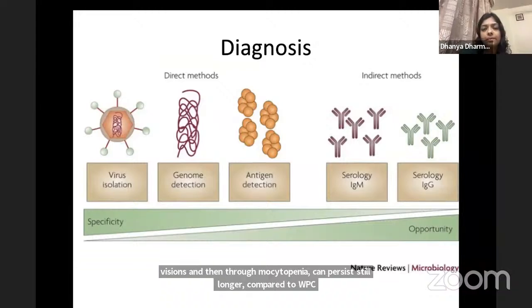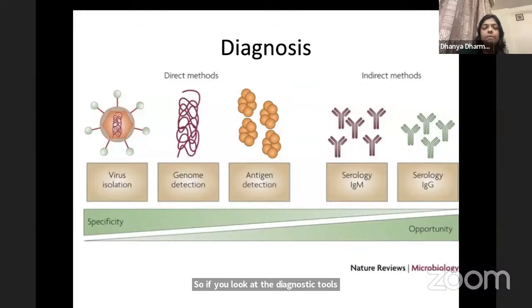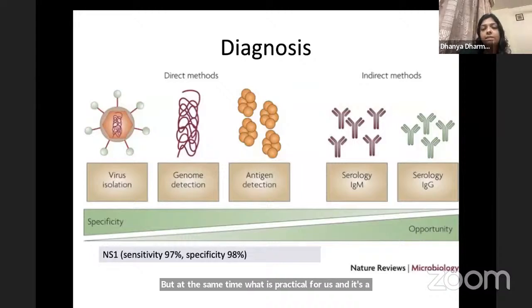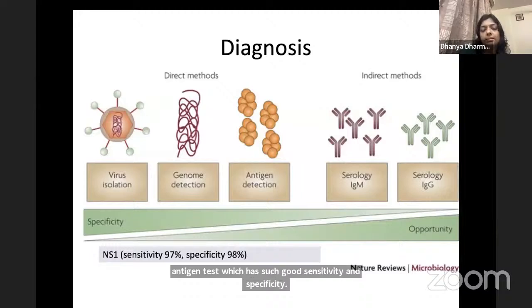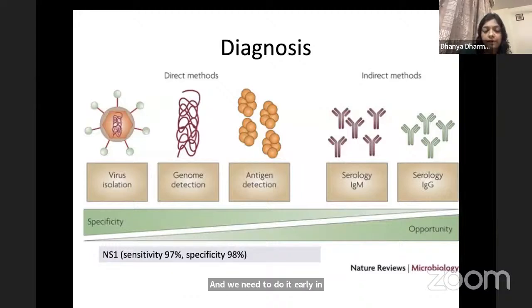So if you look at the diagnostic tools we have for dengue, it is right from virus isolation to PCR test to antigen detection test to serology to identify the antibodies, and specificity reduces when we consider the antibodies. But at the same time, what is practical for us, and it's a blessing for us, is that we have such a beautiful NS1 antigen test, which has such good sensitivity and specificity, and we need to do it early in illness, at least in the first 5 days of illness.